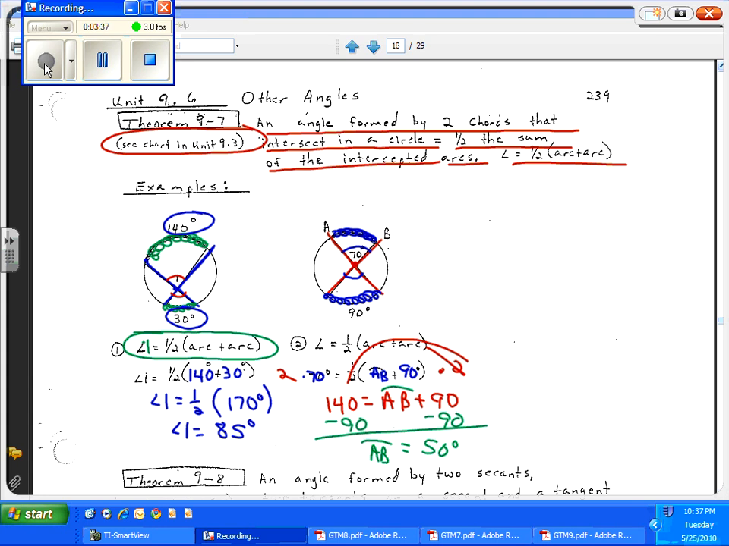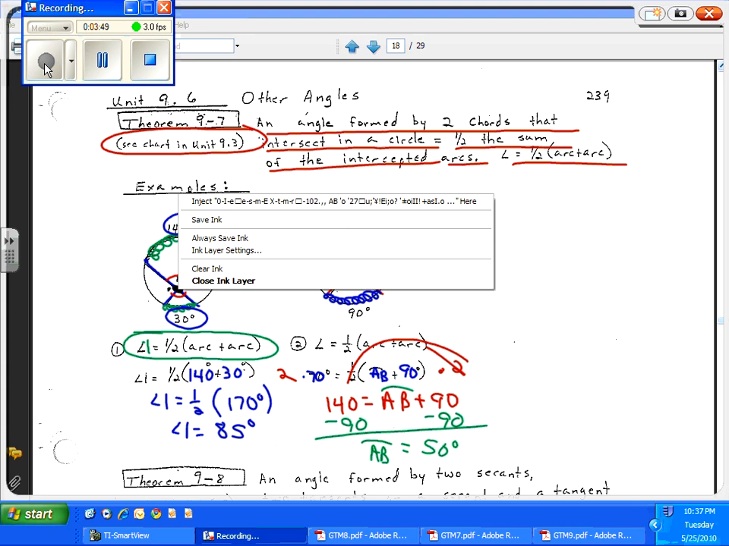So an angle formed by two chords that intersect in a circle is equal to 1/2 the sum of the intercepted arcs. And what we talk about is, where's the vertex? The vertex is inside, but not the center. Therefore, the angle is half the sum of the arcs. Okay?